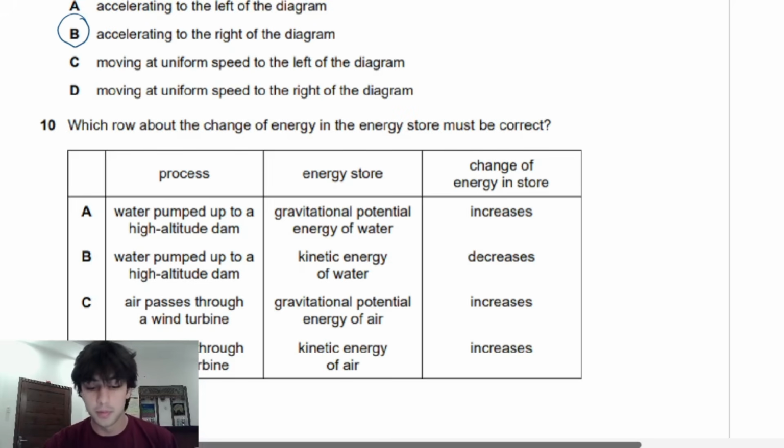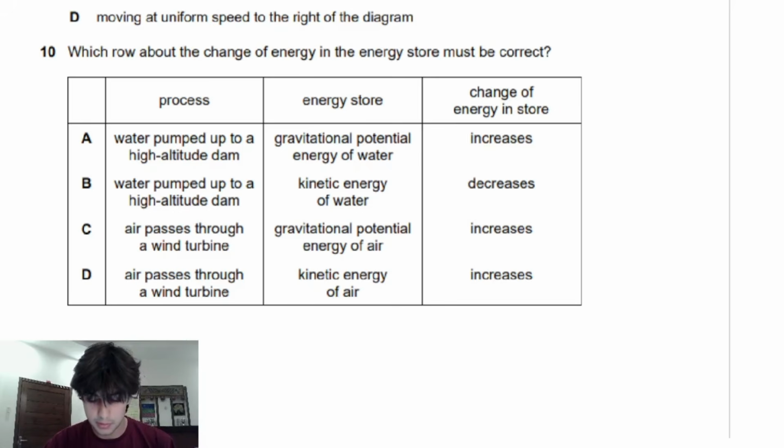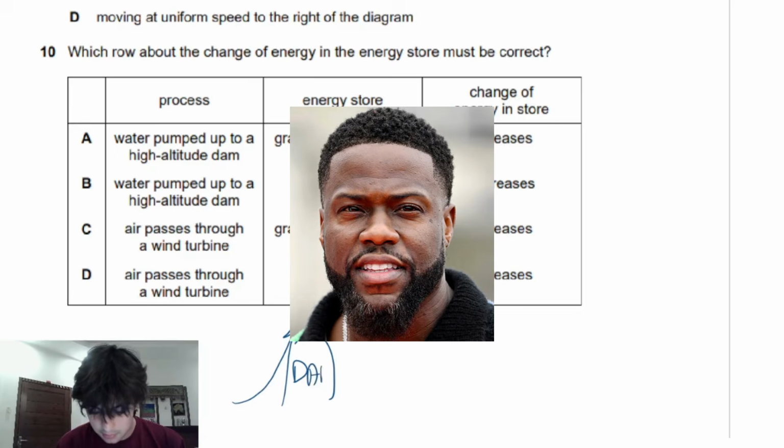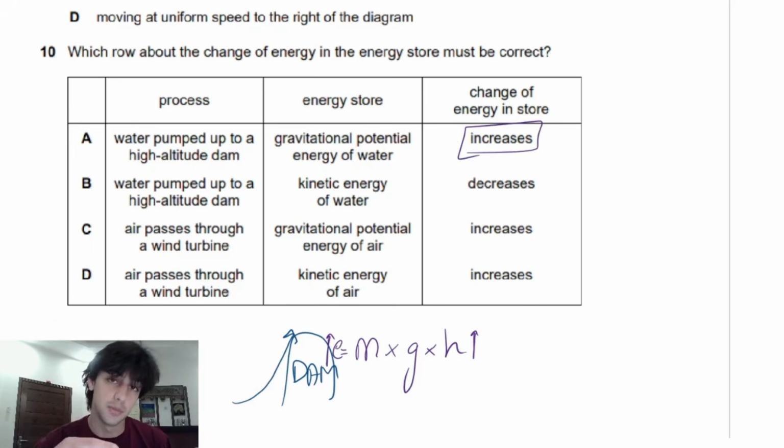Okay, next up, which row about the change of energy in the energy store must be correct? So let's go over these processes. Water pumped up to a high altitude dam. Okay, and over here we'll see gravitational potential energy change is increasing. So when we're pumping up water to a high altitude dam, इस तरह हमारे पास एक dam, ठीक है? We're seeing that as you gain height, we have the formula for gravitational potential energy, mgh. जितना ज़्यादा height increase करेगा, जितना ज़्यादा energy increase करेगी. So this should increase, and yes, I feel like A should be the answer.